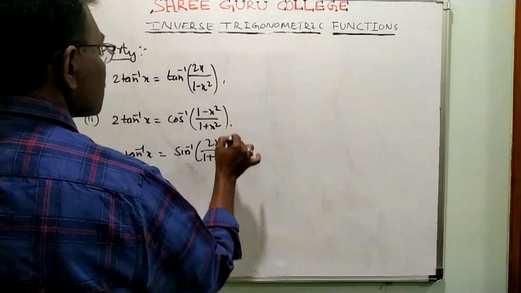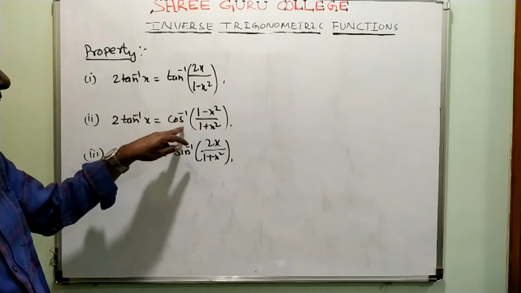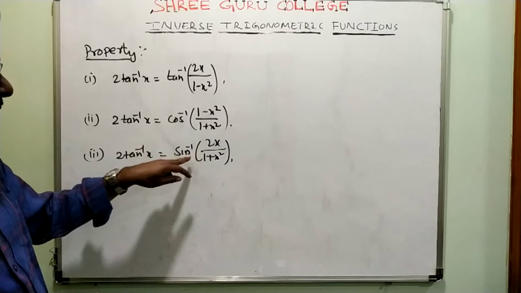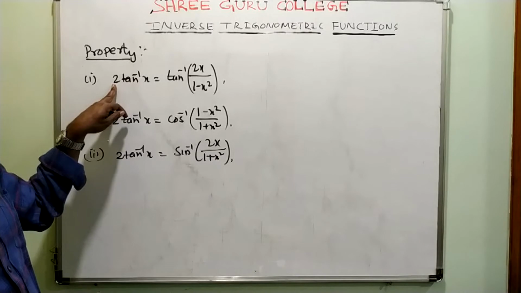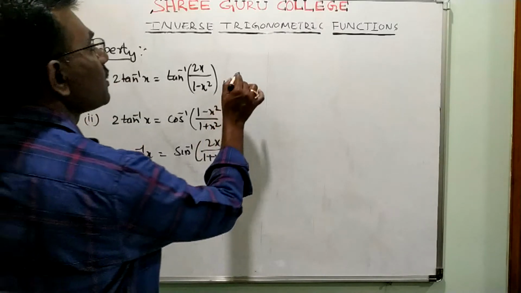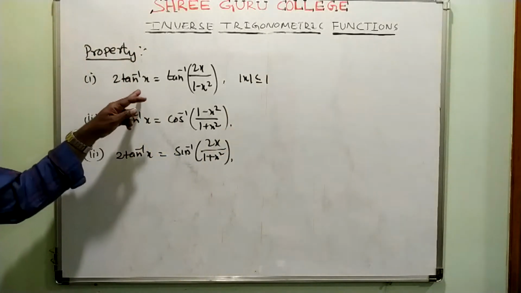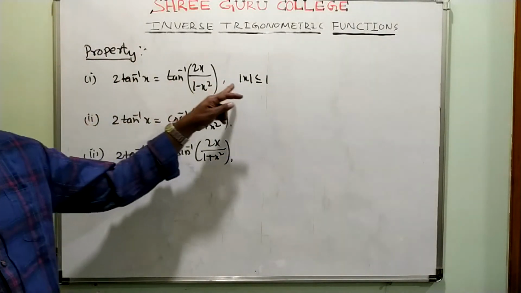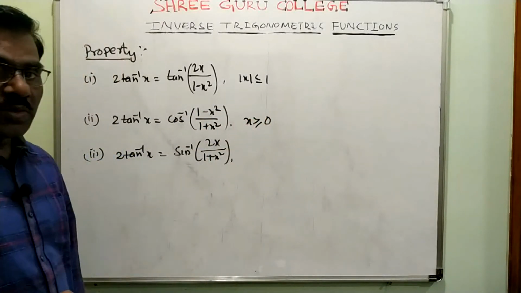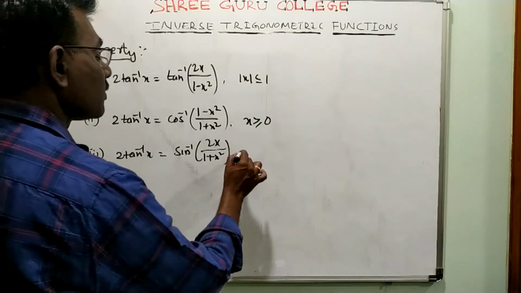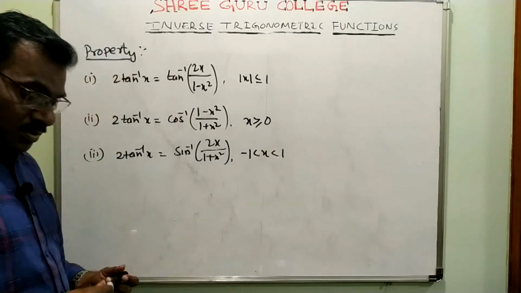So these are the forms of 2 tan inverse of x: tan inverse of 2x by 1 minus x square, cos inverse of (1 minus x square) by (1 plus x square), and sin inverse of 2x by (1 plus x square), all equal to 2 times tan inverse of x. The condition is modulus of x less than 1, that is, x lies between minus 1 and plus 1. In the other case, x is greater than or equal to 1.